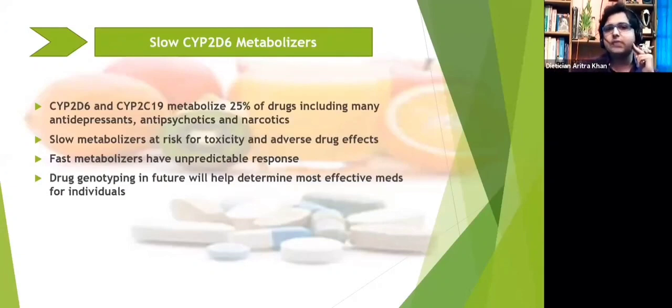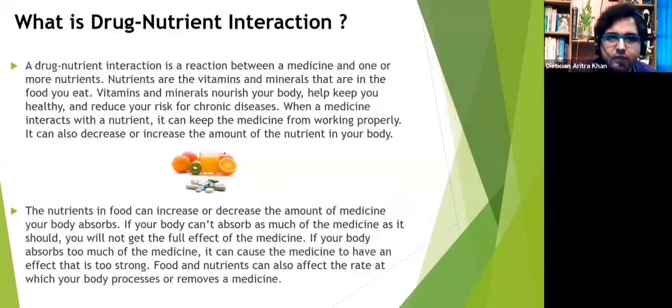CYP2D6 metabolizes 25% of drugs, including many antidepressants, antipsychotics, and narcotics. Slow metabolizers are at risk for toxicity and adverse drug effects. Fast metabolizers have an unpredictable response. Drug genotyping in the future will help determine the most effective medicines for the individual, because we know that the genotype and the drug codes are so different from individual to individual.